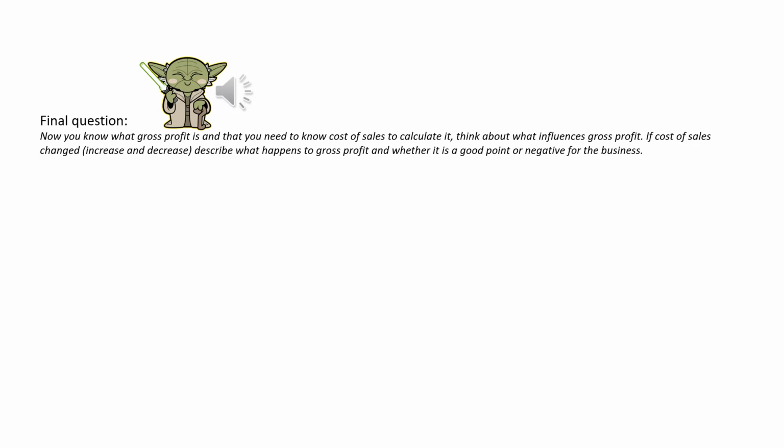Here's your final question. Now you know what gross profit is and that you need to know what cost of sales is to calculate it. Think about what influences gross profit. If cost of sales changed, it goes up or down, it increases or decreases. Describe what happens to gross profit and whether it is a good point or a negative for the business.